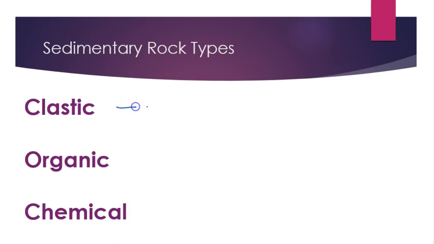Now clastic are the ones that you would most readily identify as a sedimentary rock, because it's quite easy to see in clastic rocks the remnants of broken down rocks of different sizes, and we'll have a look at them in a minute. Organic sedimentary rocks are essentially made out of dead stuff. Now this could be dead animals, it could be dead plants, which have been covered and as they decompose over time form organic rocks.